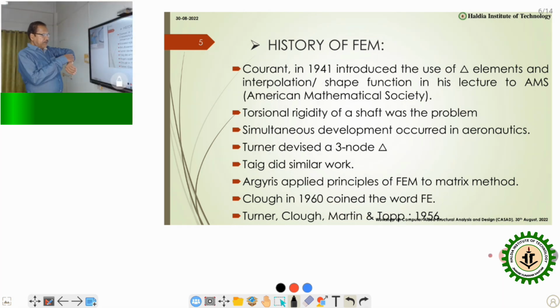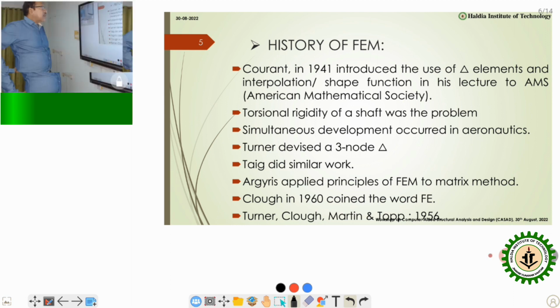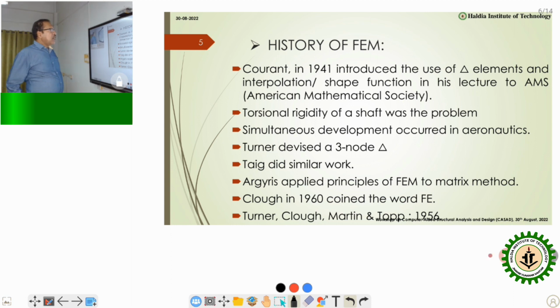Then how did this method develop? That's a very important question before us. Here we have to go back to the year 1941, when Courant introduced the use of triangular elements, interpolation and shape functions. While delivering a lecture to the American Mathematical Society, AMS, he gave in his paper some introductory remarks and ideas about elements which were basically triangular.